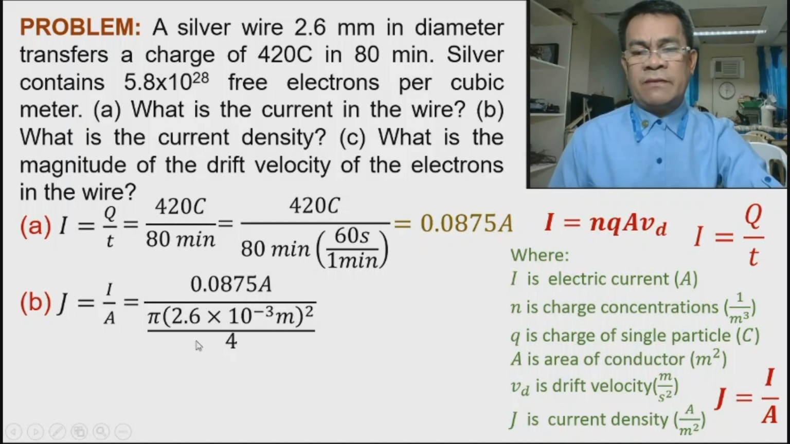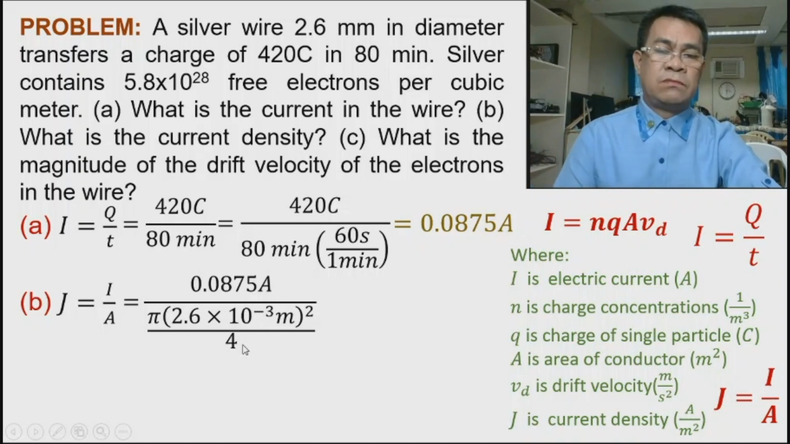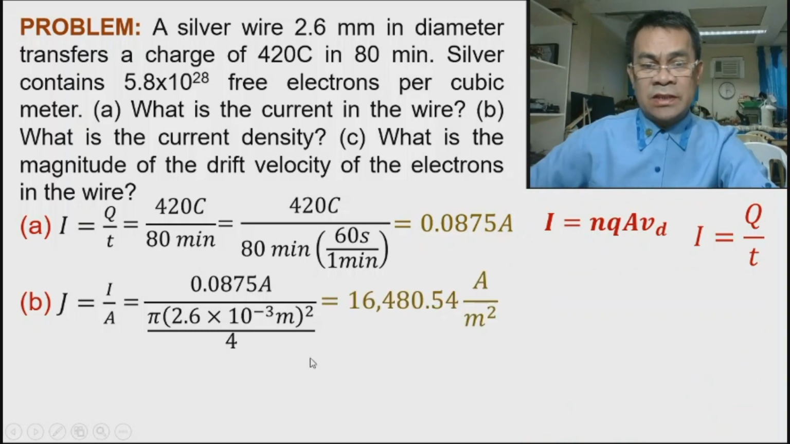This is the formula of the circle, pi d squared over 4. If it is reduced, it is pi r squared, because r is d over 2. So it should be pi d squared over 4. Use your calculator and the answer is 16,480.54. The unit, take note of that, is ampere per meter squared. This is the current density.